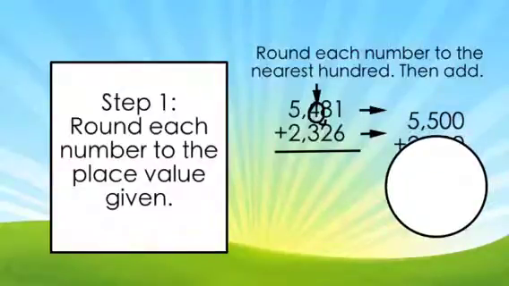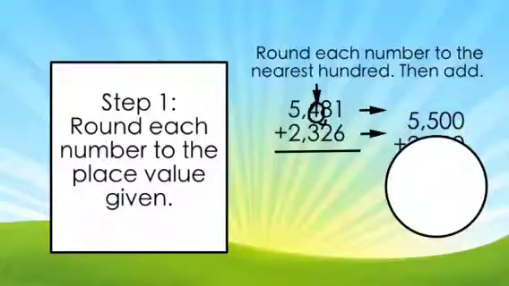So it's going to go from 5,481 to 5,500 because the 4 changes to a 5 since the 8 is bigger than 5, and everything after turns to a 0. You're going to do the same thing for the next number.